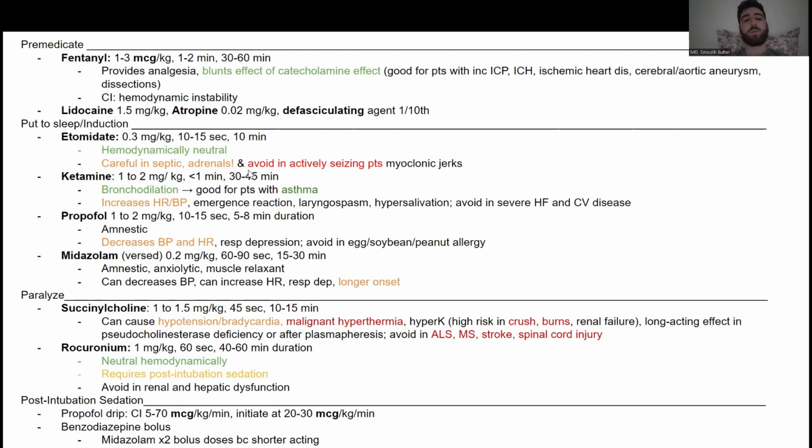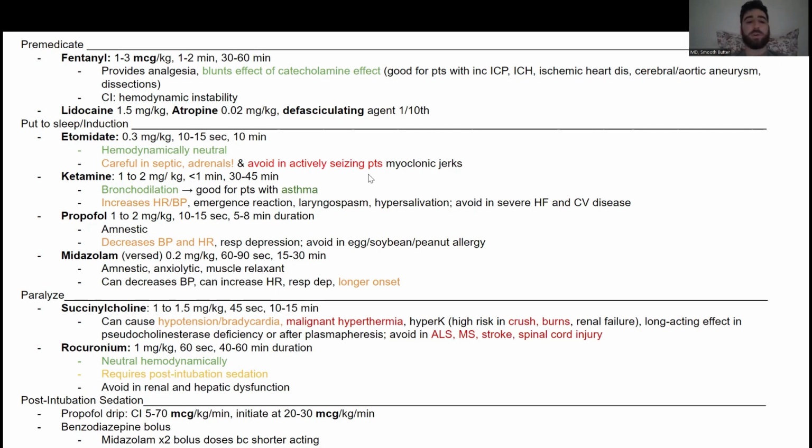Also, Etomidate can lower the seizure threshold, and you should avoid it in actively seizing patients. Although in UpToDate, you technically can use Etomidate for seizures. So even though this is in red here, it can still be used in patients having seizures. Just be careful and know that it's one of the contraindications.